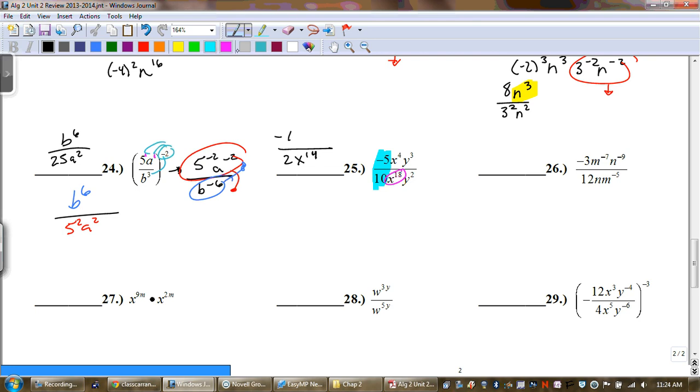And then who wins with the y's, the top or the bottom? The top wins, and the top wins by 1. Okay, so you get negative 1y over 2x to the 14th. Okay. Negative 3 over 12 turns to negative 1/4.